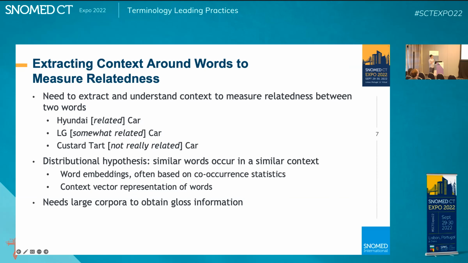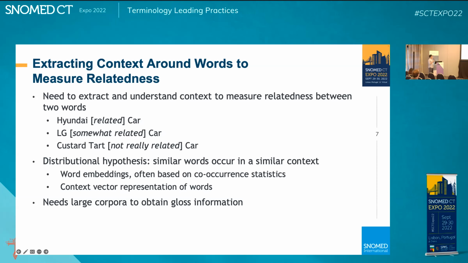So humans consider the likeness of two words from various perspectives of relations other than subsumption, and we can extract context around the words to measure relatedness. And we need to extract and understand the context to measure relatedness between two words. So gender is related to car, for example, and LG is somewhat related to car because LG manufactures a part of a car called a battery.